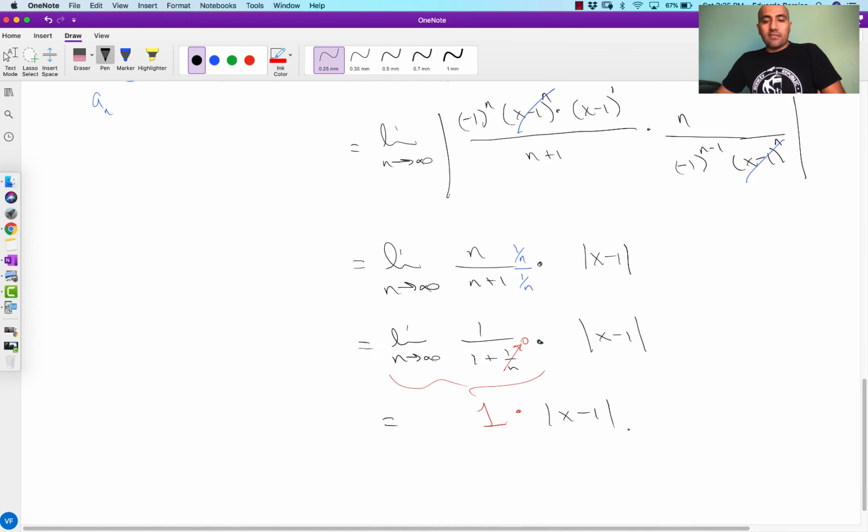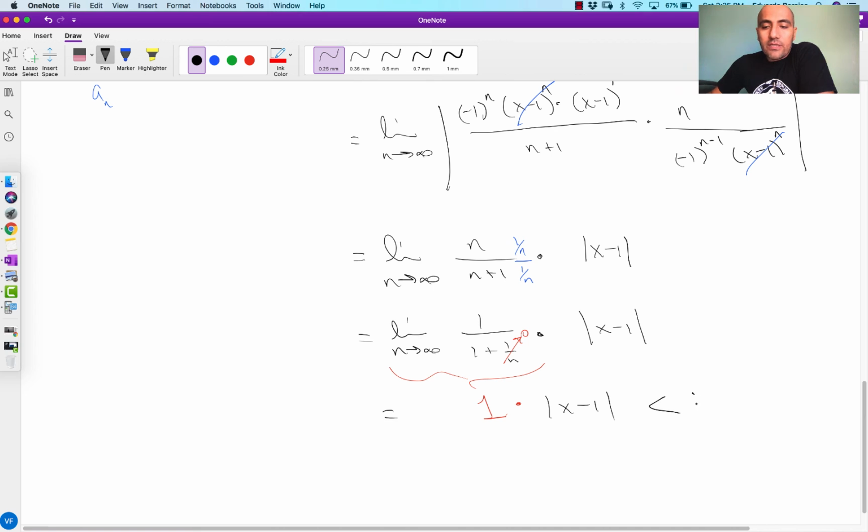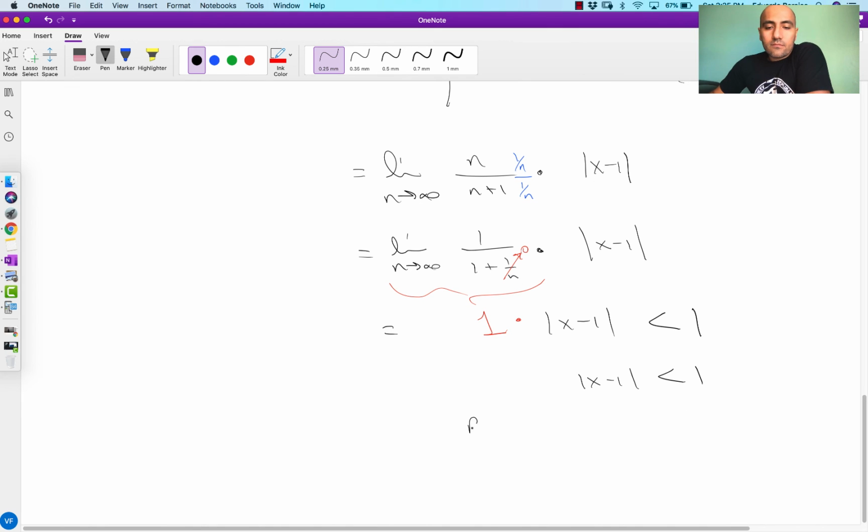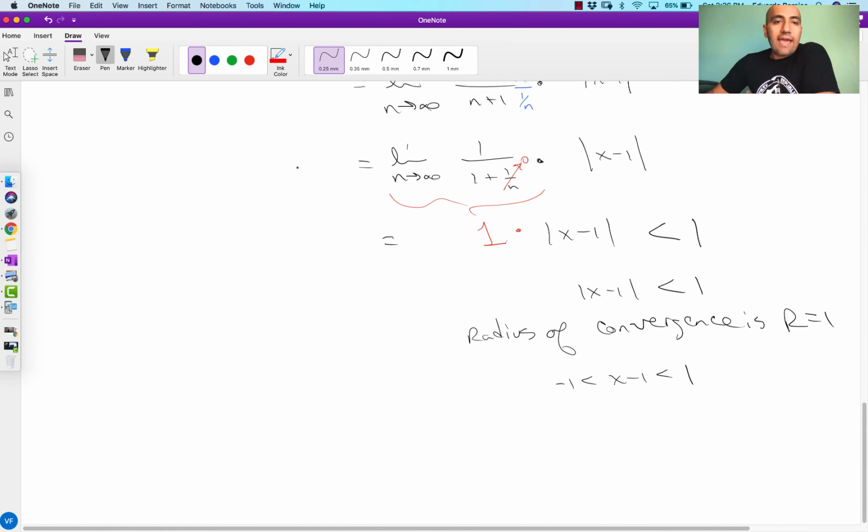And remember, the ratio test stated that as long as this is strictly less than 1, it will converge. And that's what we're looking for. So that's our result. We want the absolute value of x minus 1 to be less than 1. That means that the radius of convergence is 1. And so it means that negative 1 must be less than x minus 1, less than positive 1. And so now if we add 1 to all three parts of the inequality, we get that 0 must be less than x, must be less than 2.